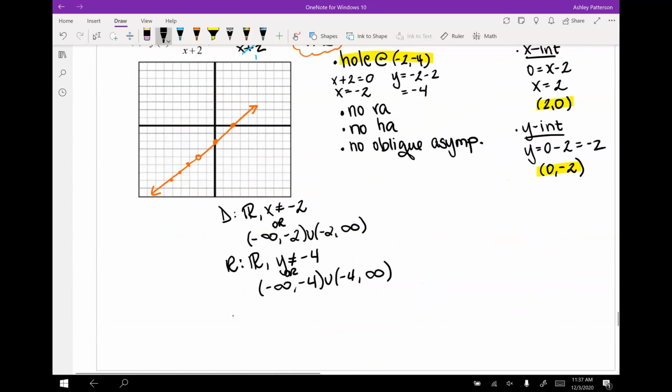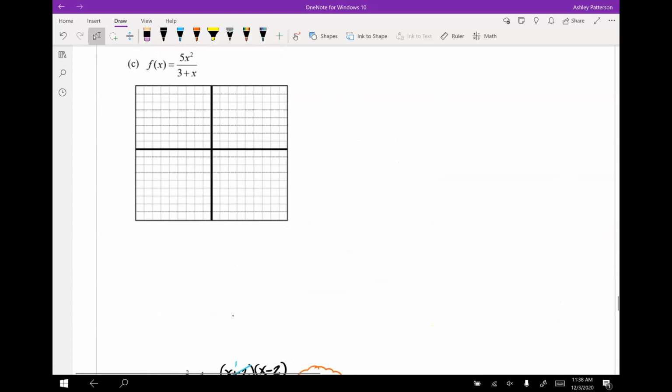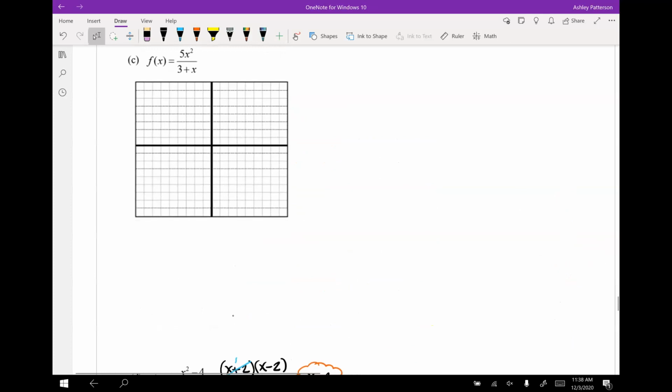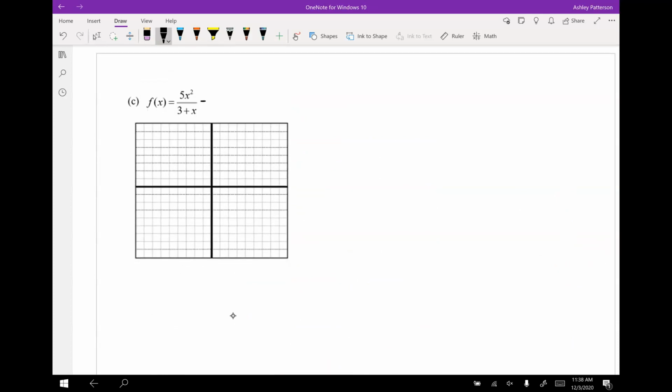Okay, we've done E, we've done D. Let's go back to C. There isn't anything to factor, but I personally like having my polynomials in standard form. So I'm going to rewrite as 5x squared over x plus 3. Okay, there isn't a factor to cancel, so we can say that there are no holes. There is a vertical asymptote because I do have a factor in the denominator. So x plus 3 equals 0. It's the only factor in the denominator, so x is going to be at -3. That's our vertical asymptote.